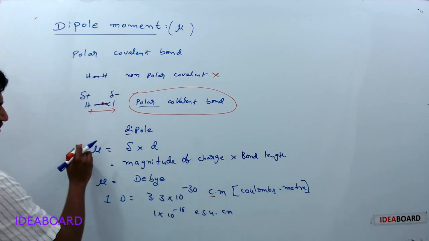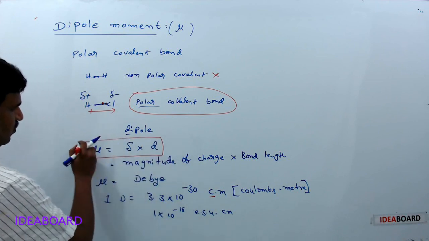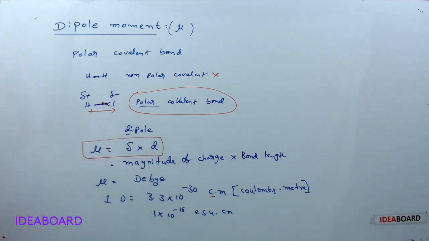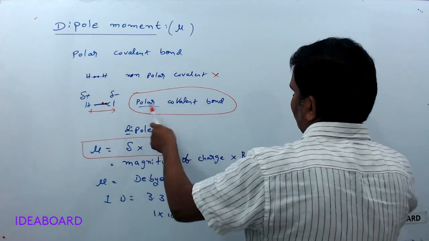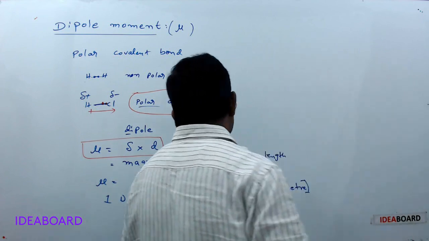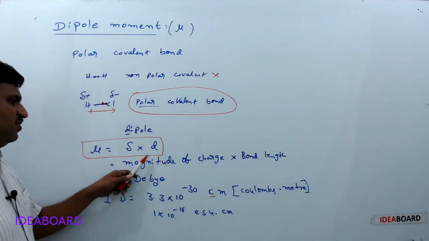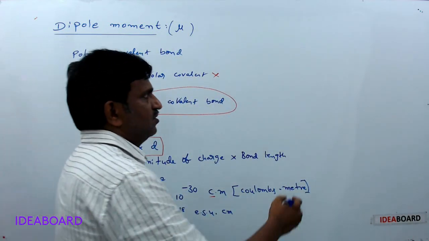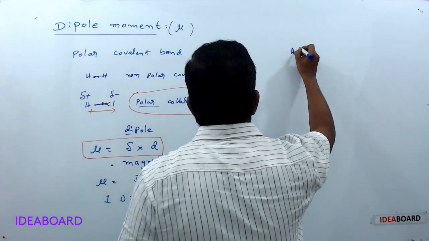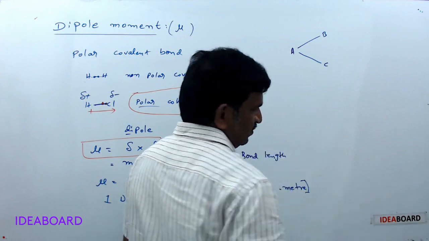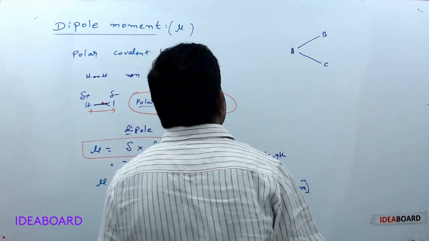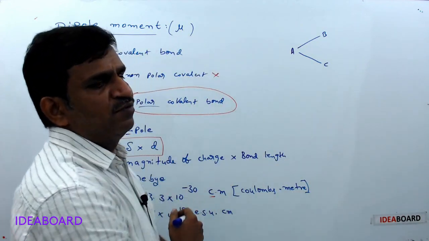To calculate, what is the formula? Mu is equal to delta into d. For a normal single covalent bond containing polar molecules, the dipole moment is calculated directly using this. But suppose a molecule has two bonds, A, B, and this is C. If this molecule is present, how can we calculate the dipole moment?